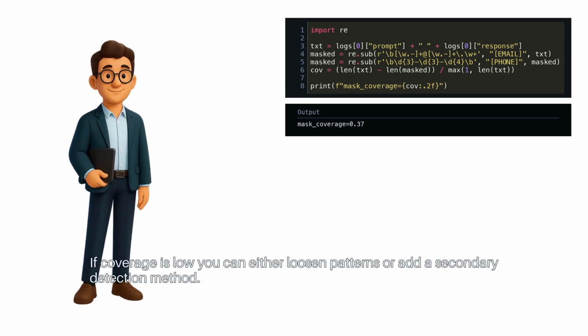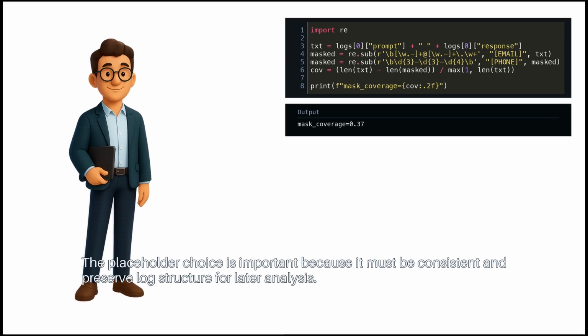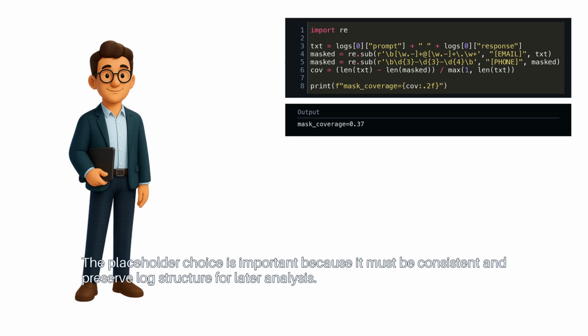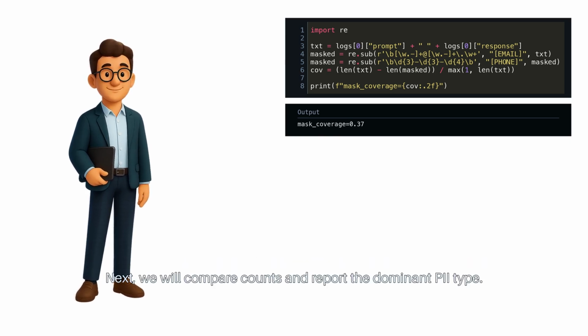If coverage is low, you can either loosen patterns or add a secondary detection method. The placeholder choice is important because it must be consistent and preserve log structure for later analysis. Next, we will compare counts and report the dominant PII type.